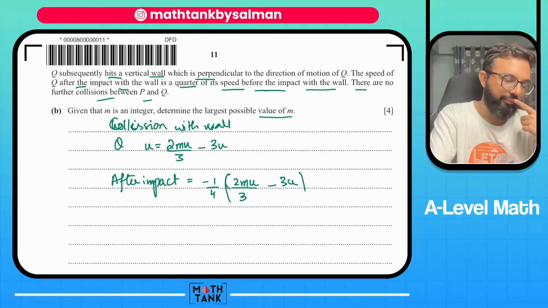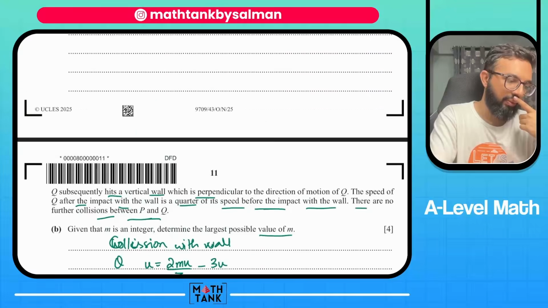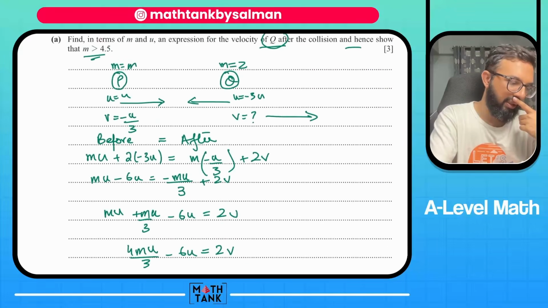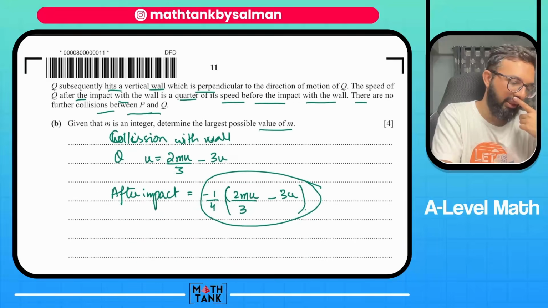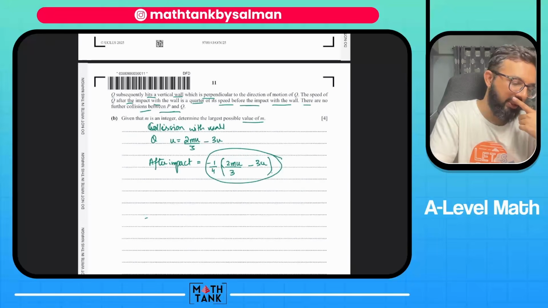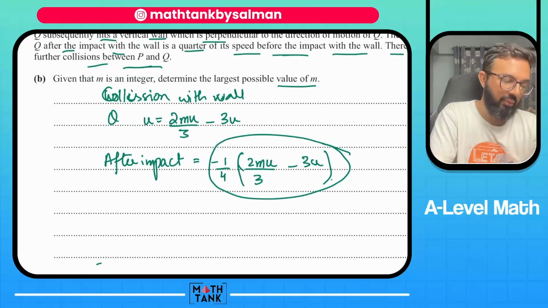Minus 3u. Okay, so this tells me that there are no further collisions between P and Q. What was the speed of P? It was minus u over 3. So I'm going to say that Q's speed is minus 1 over 4u. P is going to be faster. Okay, so P is faster than Q.